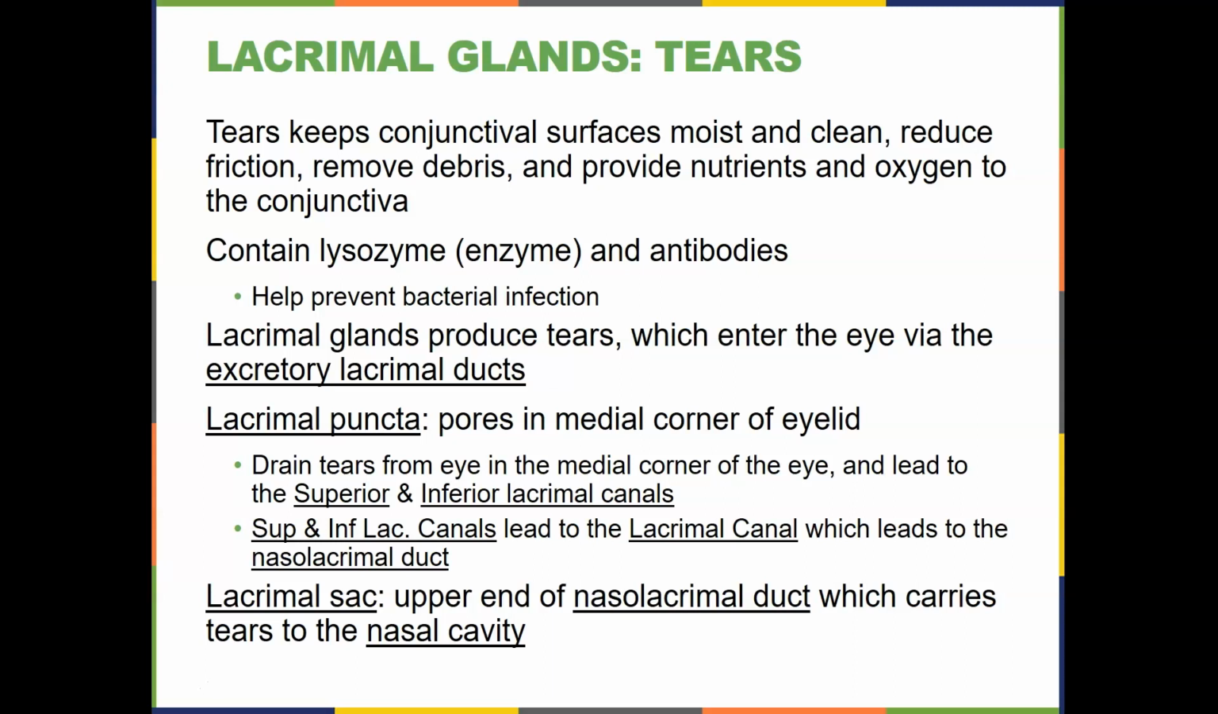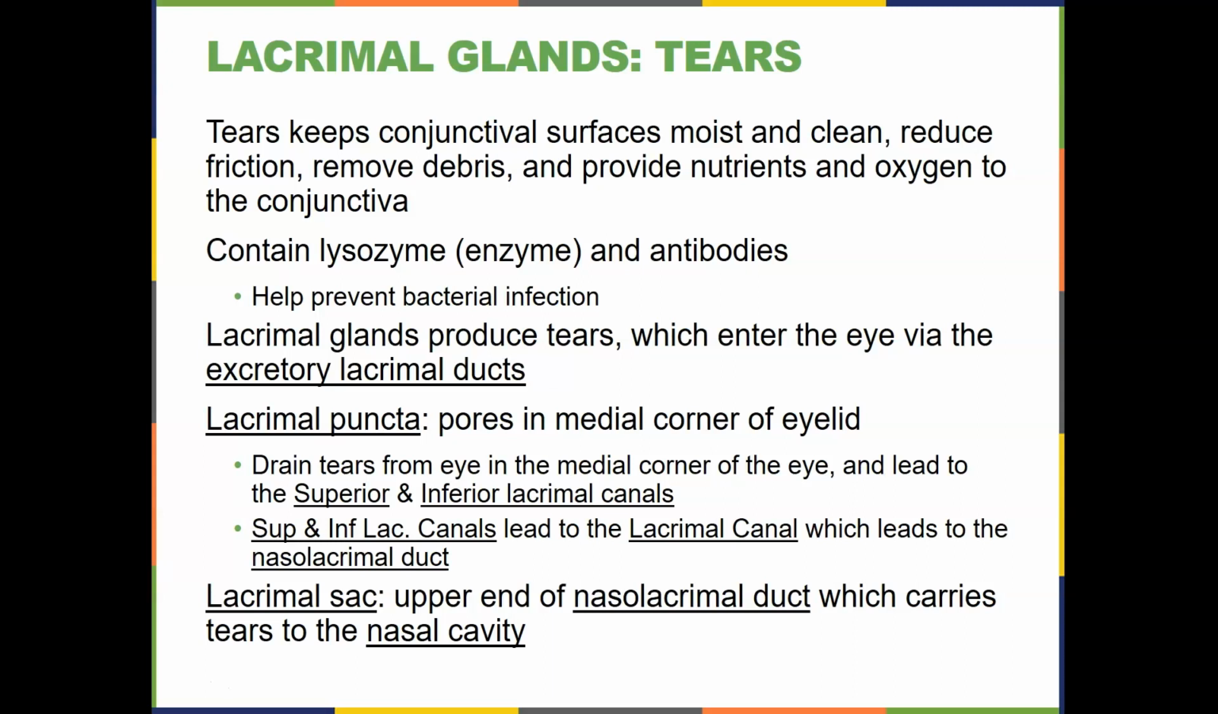So basically, tears have basic antibiotic properties, I guess you could say. Tears help to reduce friction in the orbital cavity. They help remove debris. They help provide nutrients and oxygen. And they basically help keep the environment stable and healthy. Now, the lacrimal glands are the things that produce the tears, and they enter via the excretory lacrimal ducts, which we'll see in a few minutes.